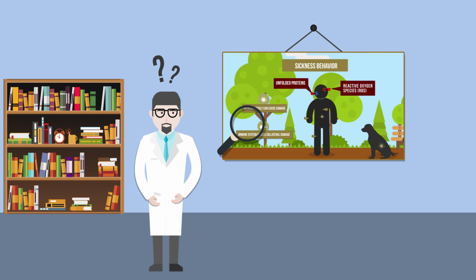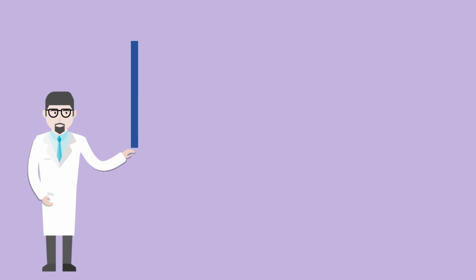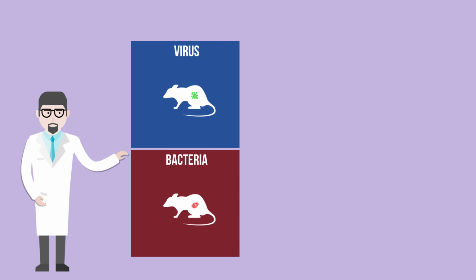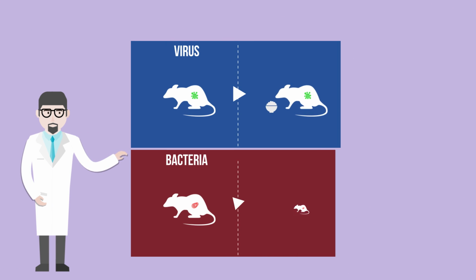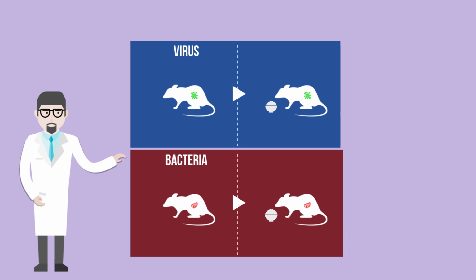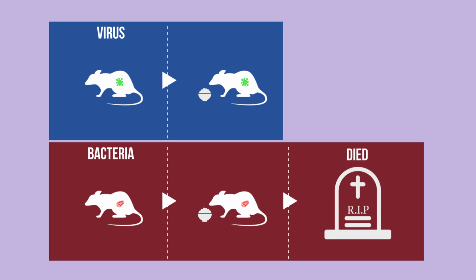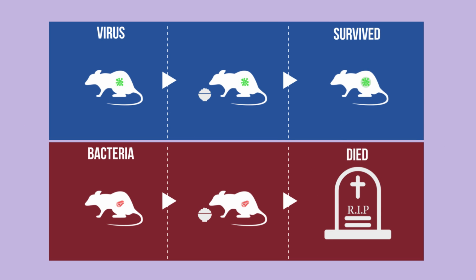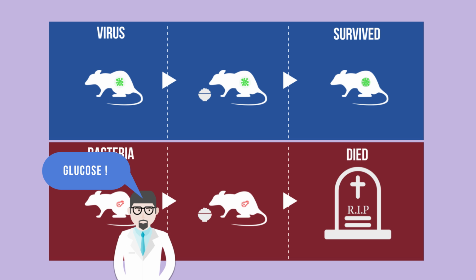disease. To investigate the damage caused by the immune system, we infected some mice with the virus and others with bacteria, then fed them. The mice infected with bacteria died, whereas mice infected with virus survived. We next tried to figure out which food was the culprit, and we found that glucose was responsible for the effects of feeding during infection.